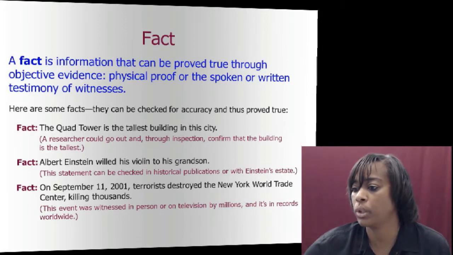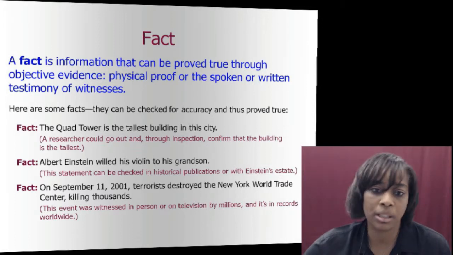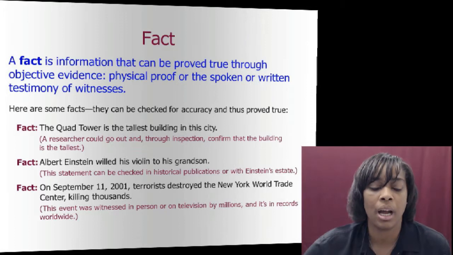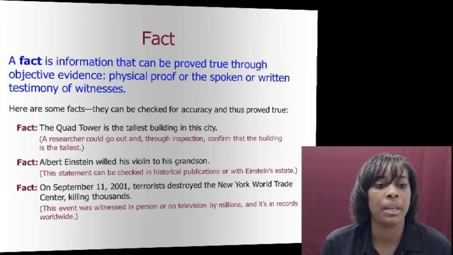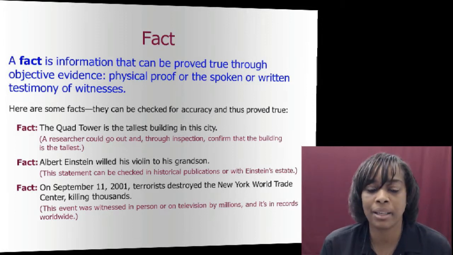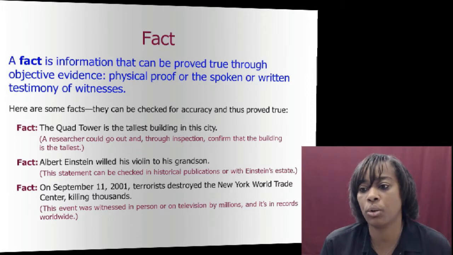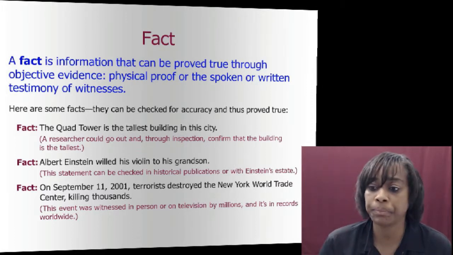Albert Einstein willed his violin to his grandson. We can check this in the historical records, or we can check with Einstein's estate. I know a lot of my students usually say, well, how are we supposed to know if it's something history related? If it's history related, normally if it gives us a date, that's something else that we can check, but we can also check the historical books to make sure that it has been proven.